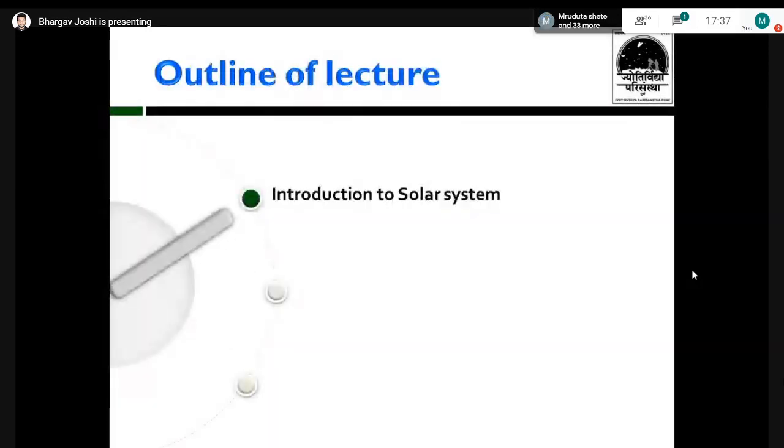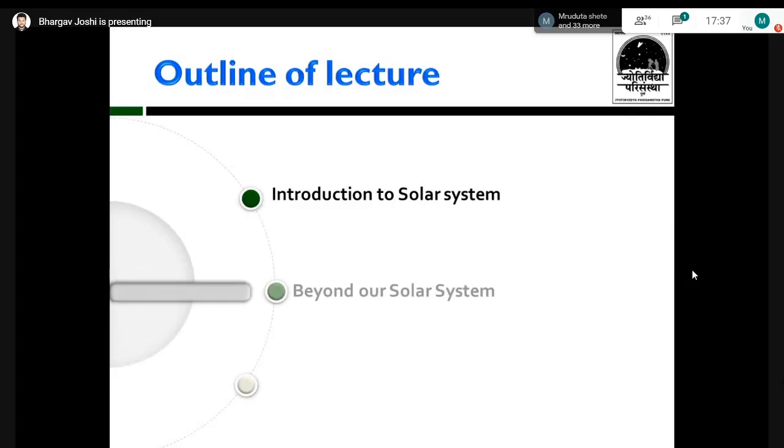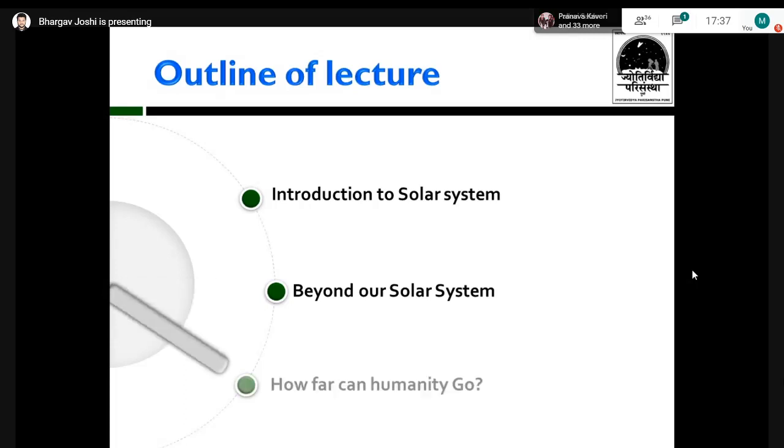So the outline of the lecture will be: introduction to our solar system, then beyond our solar system. That means our cosmic address, where exactly is our solar system in the entire universe. And then we have the limits of humanity. There are certain cosmic limits to how far we can go, how big the universe is, and how old the universe is. That will be discussed in the third point.